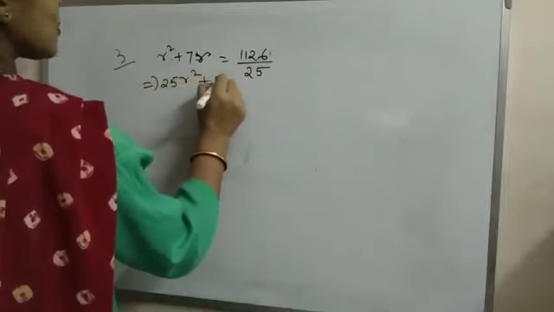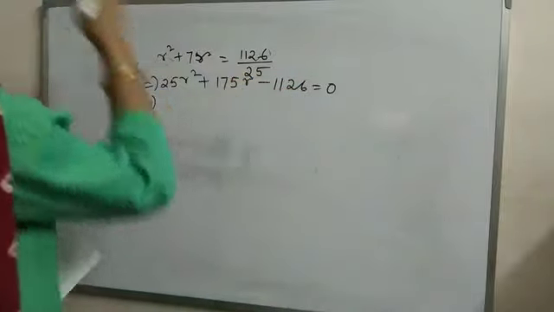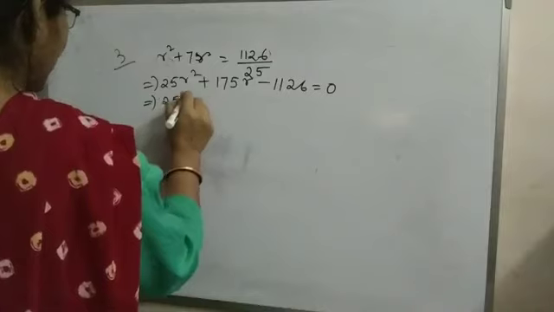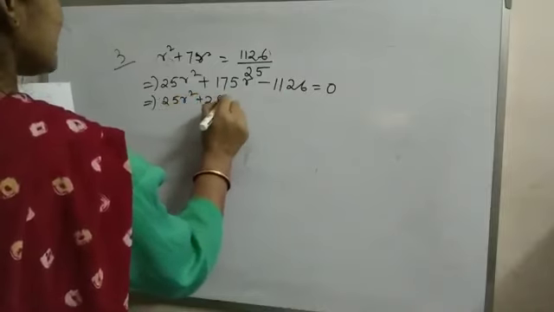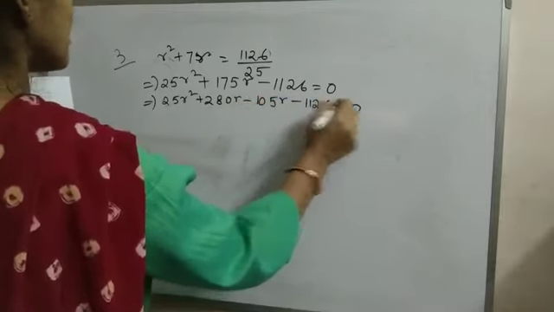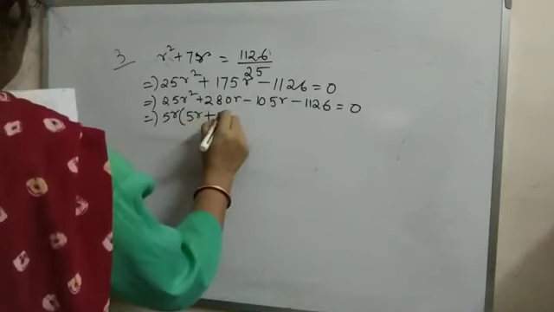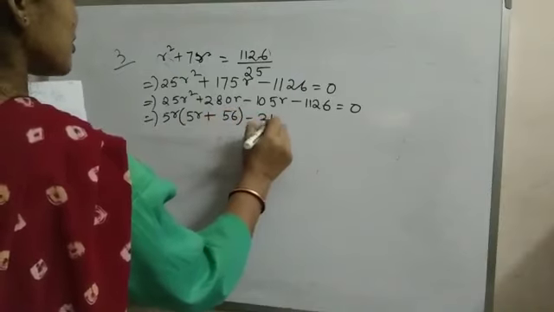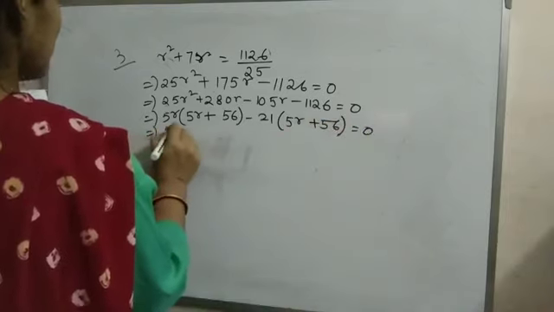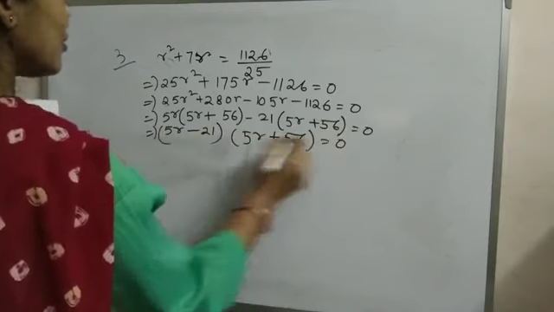25 r square plus 175 r minus 1176 equal to 0. By middle term factorization I can write it 25 r square plus 280 r minus 105 r minus 1176 equal to 0. 5 r is common from here. 5 r plus 56 minus 21, 5 r plus 56 equal to 0. 5 r minus 21, 5 r plus 56 equal to 0.